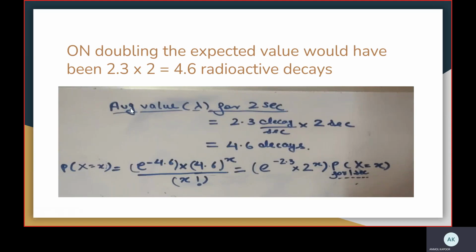Now putting in the formula, we got e to the power minus 4.6 into 4.6 to the power x upon x factorial, which is equal to e to the power minus 2.3 into 2 to the power x times the probability for 1 second. So we got that the ratio of probability for 2 second and 1 second observation period is dependent on x and is proportional to 2 to the power x into some constant.